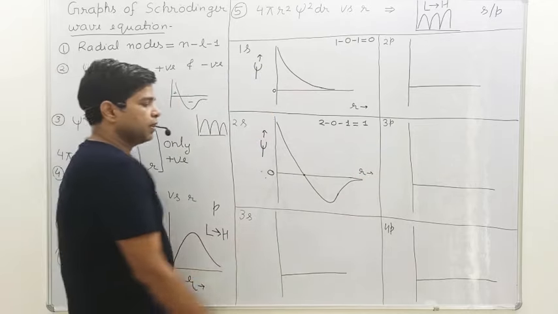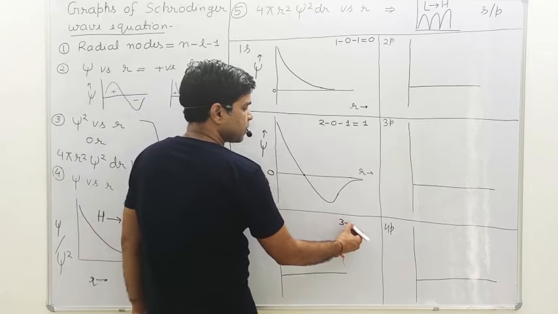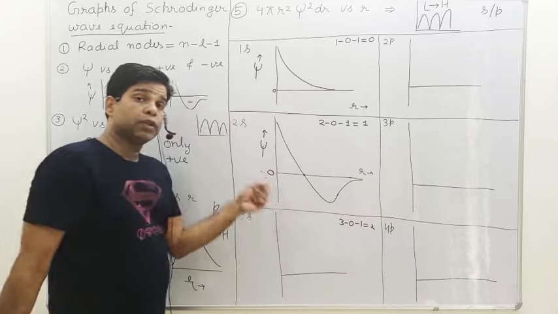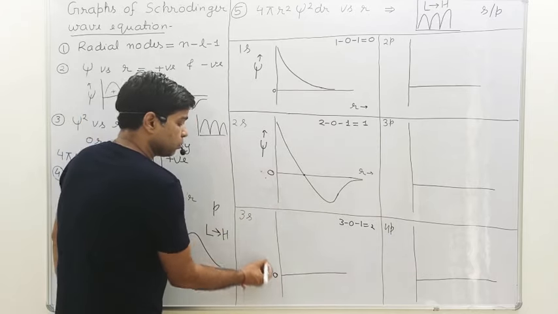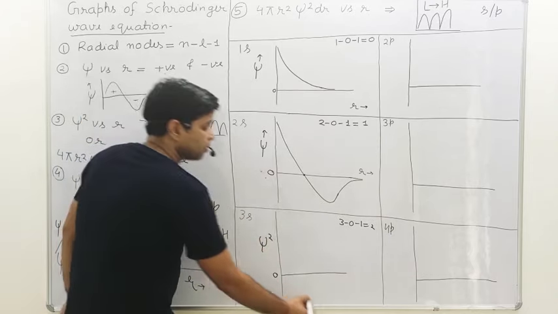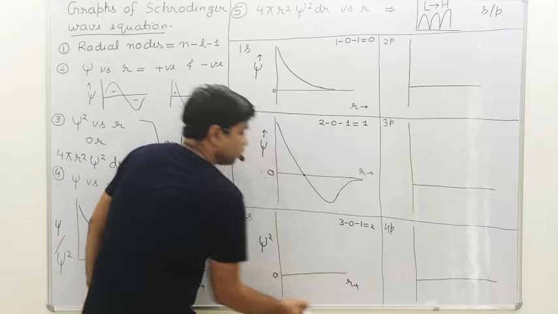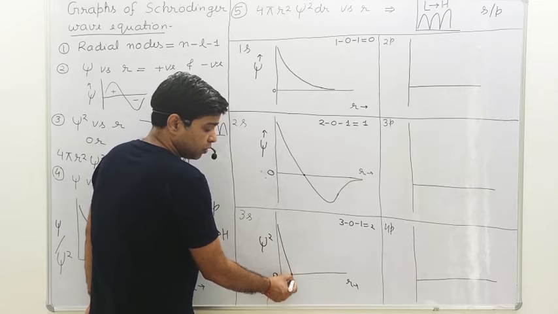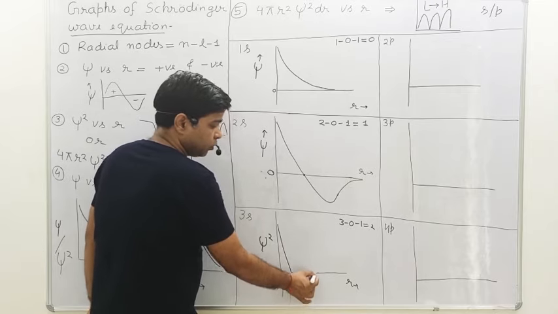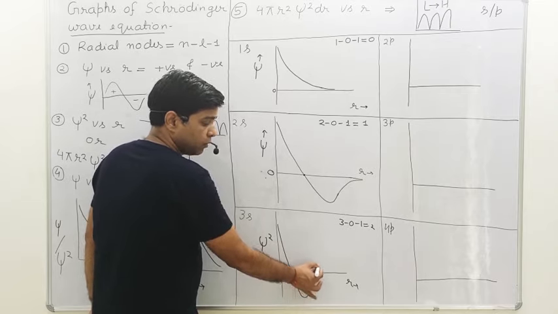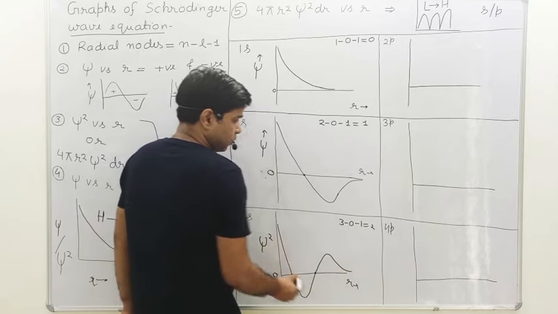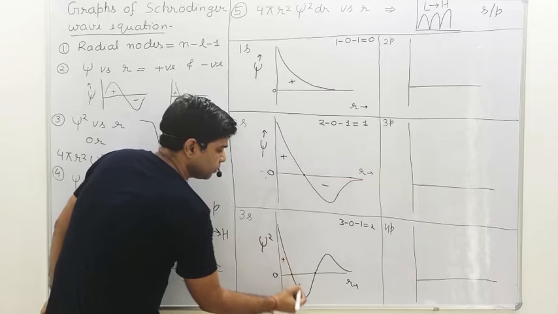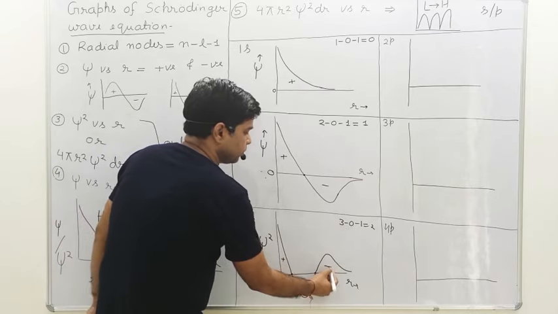If you have 3s, then calculate the radial node. Radial node is 3 minus 0 minus 1, 2 radial nodes. 2 times you have to touch psi value equal to 0. So psi versus r, graph of s should start from higher to lower. One time psi value is equal to 0, negative, then a second node, then it cannot be 0 again. So positive, negative, positive.